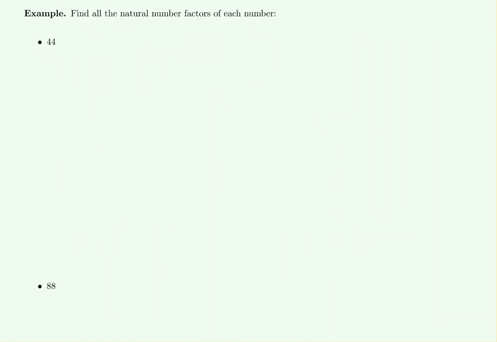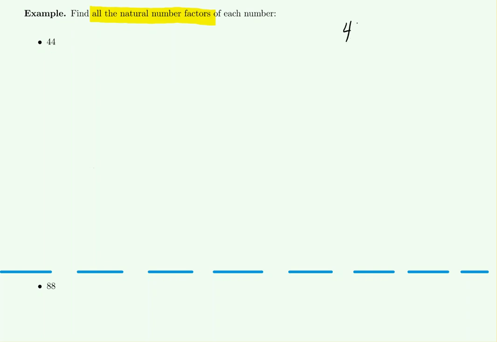We're going to continue the same example, asking to find all the natural number factors of each of the numbers given. We start with 44, and then we're asked to find the natural number factors of 88 next. Now, to find all the natural number factors of 44, you could just carefully go through all your multiplication tables and write them down. Another way is I'm going to introduce the idea of a factor tree that we're going to see also later when we find prime factorizations.